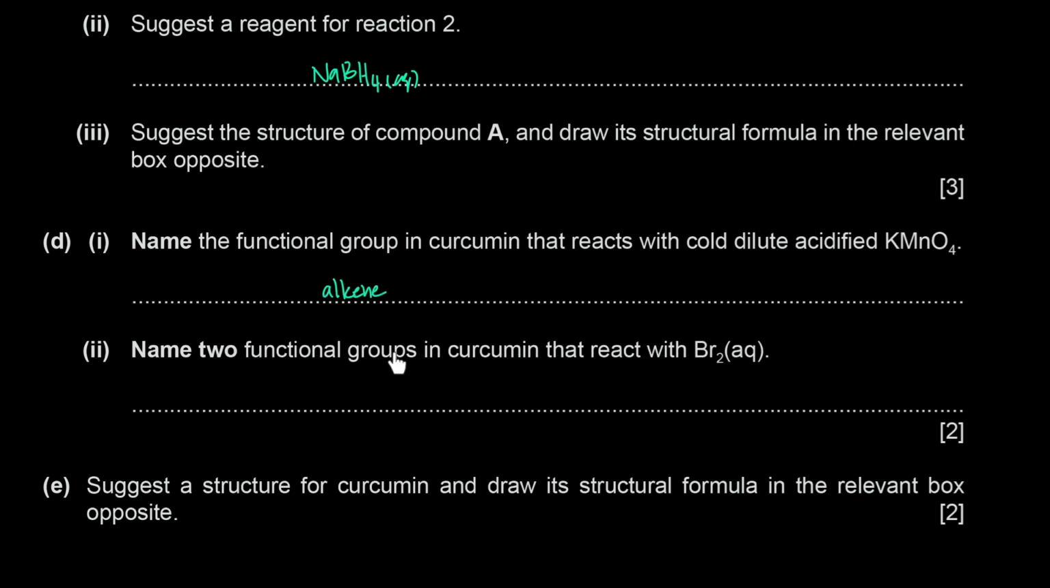Name 2 functional groups in curcumin that react with bromine aqueous. We already know that alkene will react with bromine aqueous, and they're saying there are 2 functional groups in curcumin. So the other group that we said was potentially there was phenol. Remember, curcumin only has carbons, hydrogens, and oxygens, so it can't be phenylamine, so it must be phenol. Alkenes and phenols will both react with bromine aqueous.